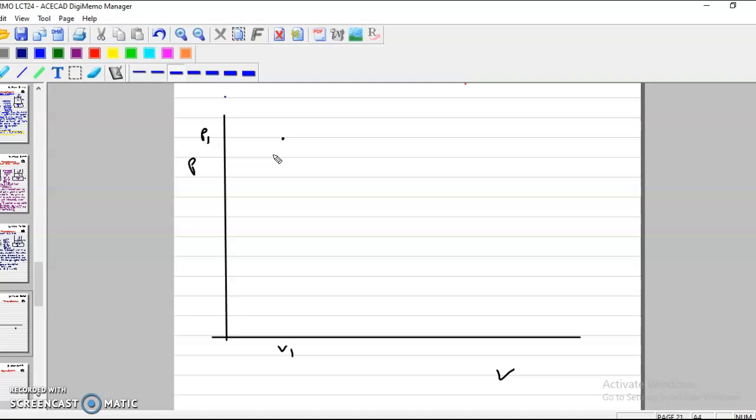I think we do not have enough time to finish the graph, so I'll take this graph in the next lecture. Thank you so much.